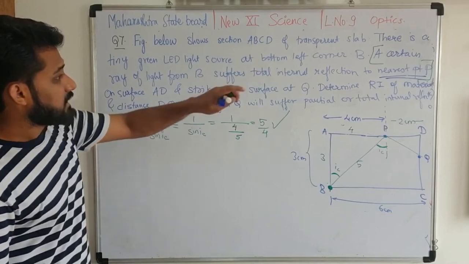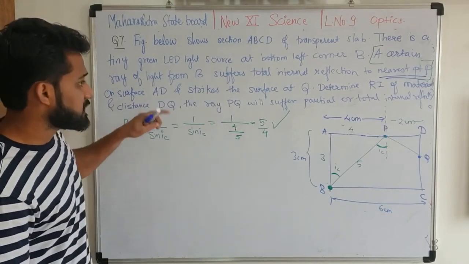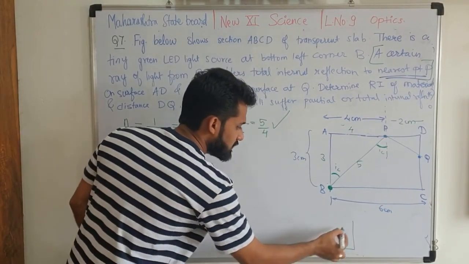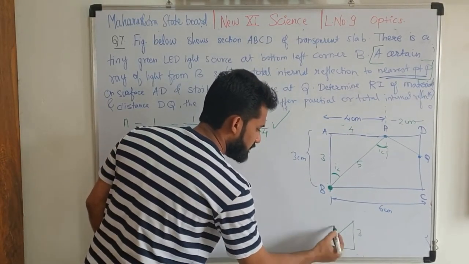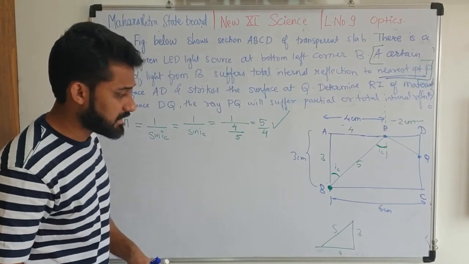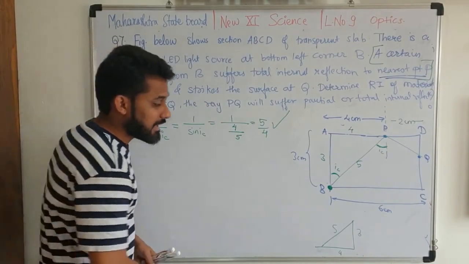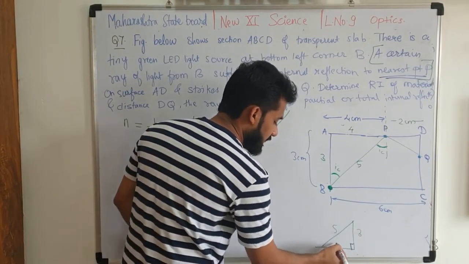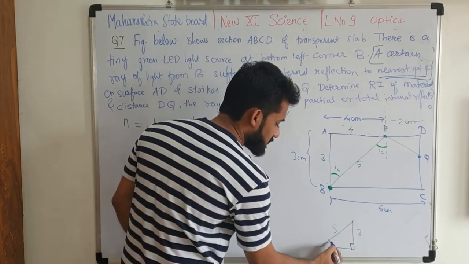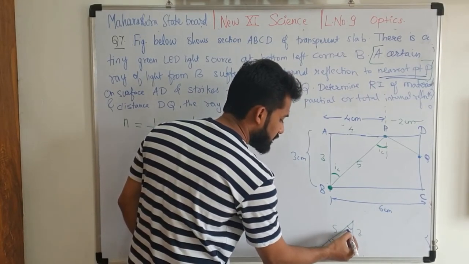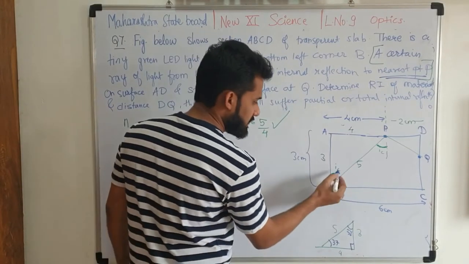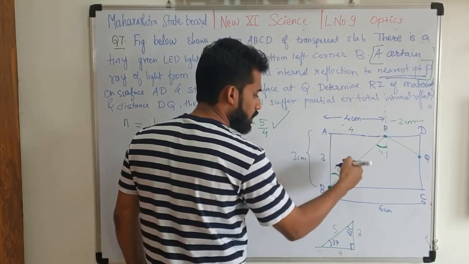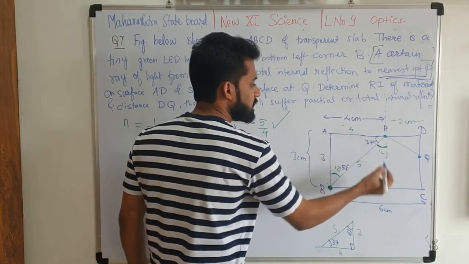Second thing is, determine the distance BQ. Now, if you consider a triangle 3, 4 and 5, we have previously seen this particular part in question number 1 of this topic. If this is 3, 4 and this is 5, a right angle triangle, then the angle opposite to 3 is 37 and opposite to 4 the angle is 53. So in this figure, opposite to 4 the critical angle is 53 degrees, and opposite to 3, this angle will be 37.